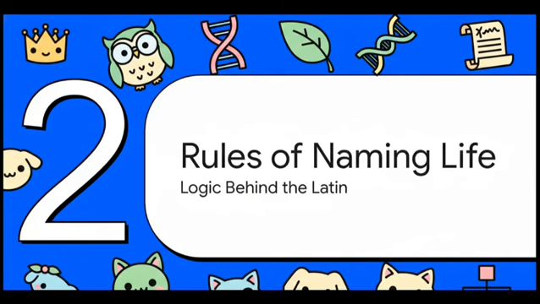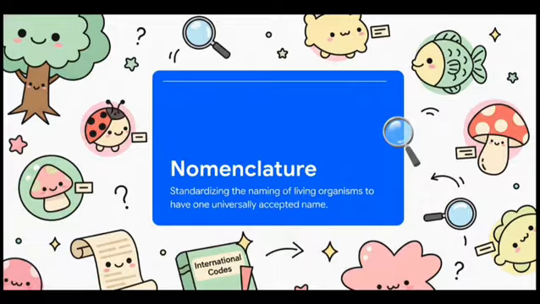Which brings us right to Section 2, the rules of naming life, and the logic behind the Latin. Okay, so to achieve this global clarity we were just talking about, scientists rely on something called nomenclature. Basically, this is the absolutely vital process of standardizing how we name living things. It ensures that every single known organism gets one, and only one, universally accepted name. But keeping it real for a second, nomenclature is only possible after a really rigorous process of identification. We have to correctly describe the organism first before we can even think about slapping a name on it.